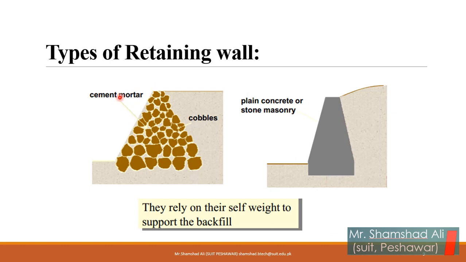Retaining wall is basically the cement mortar and the cobbles in the early ages. You have probably seen such kind of structure, where the soil was retained by a structure called the gravity wall, which is a massive structure made up of masonry. This is basically a stone masonry, cemented with mortar. This is a plain concrete or stone masonry. They rely on their self weight to support the weight. They can resist the lateral forces, the active forces, by their own weight.